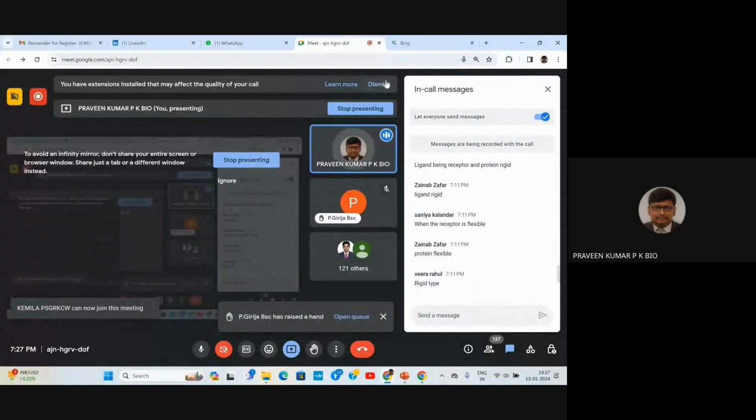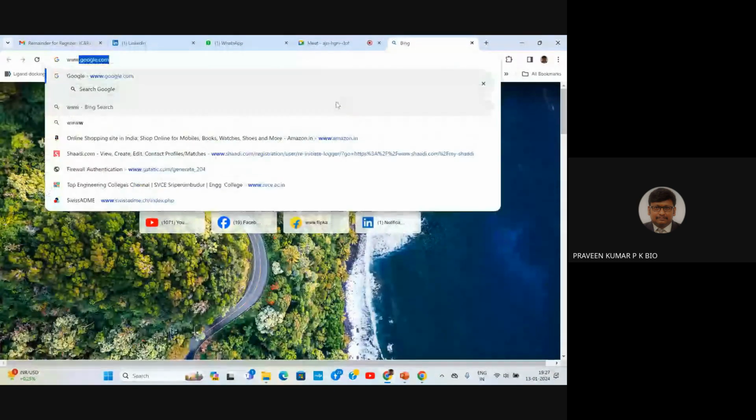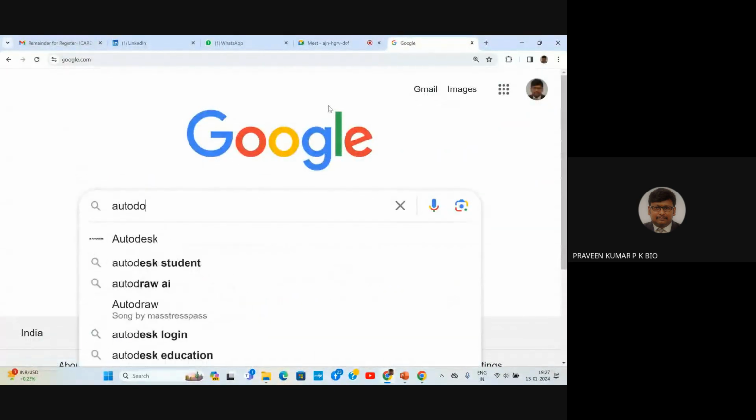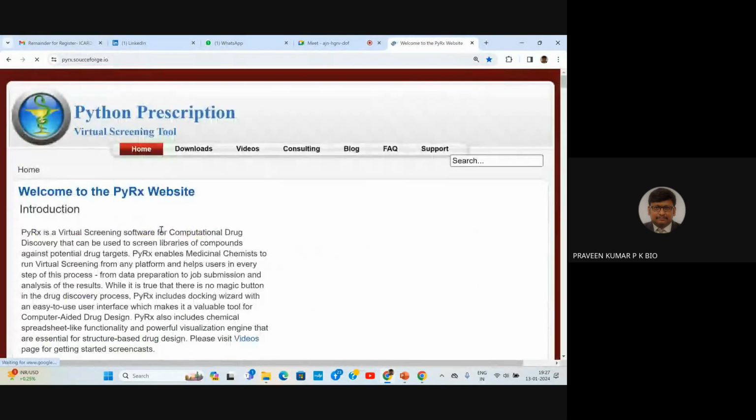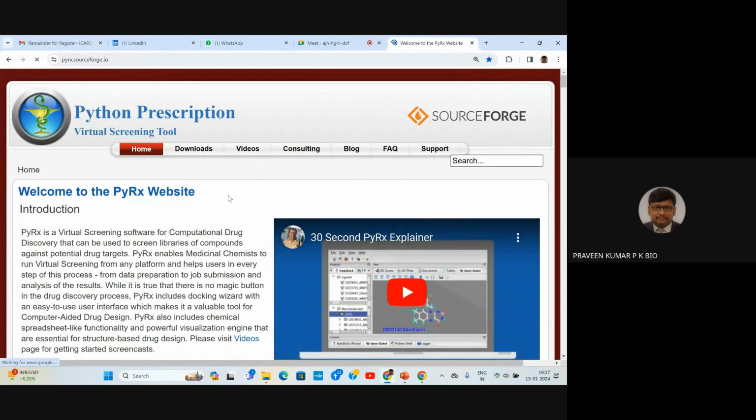Now I take you to AutoDock PyRx, virtual screening using AutoDock PyRx. As I mentioned yesterday, this is a virtual screening tool. If you want to dock multiple compounds with a receptor, instead of relying on AutoDock Vina or AutoDock 4.0, better go for AutoDock PyRx.